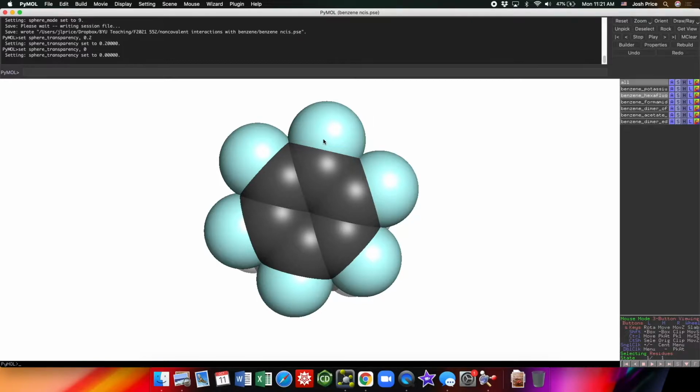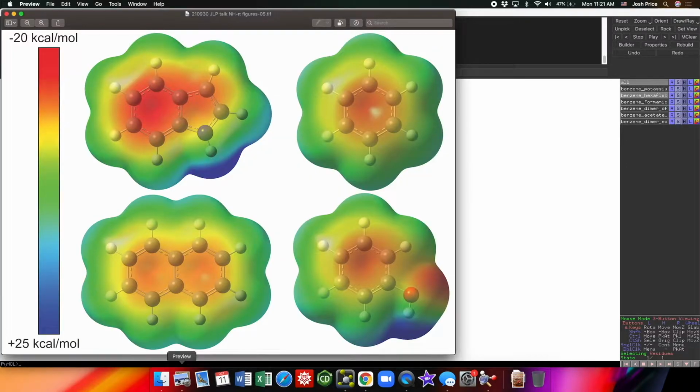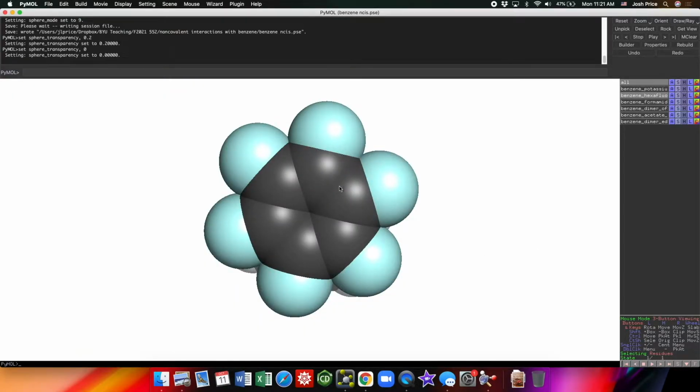Because fluorine's more electronegative than carbon. Remember, the whole thing about the quadrupole in the first place is that sp2 hybridized carbons are more electronegative than hydrogen. Well, we can switch that by replacing the hydrogens with fluorines. This is hexafluorobenzene. I don't have an electrostatic potential surface for this, at least. I've got it, I'm sure, somewhere, but not easily accessible. So here, the edge of the ring would be red and the face of the ring would be blue.